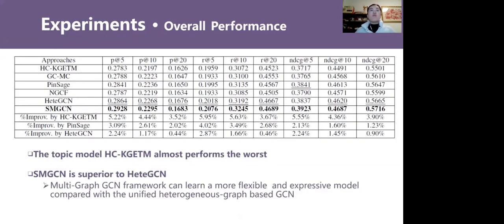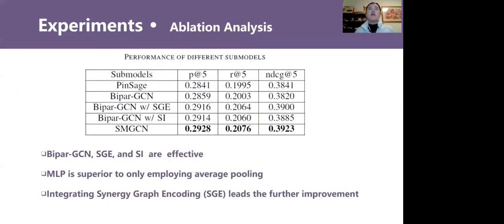Here is the overall performance. We can see that SMGCN performs the best, and the topic model almost performs the worst. In addition, SMGCN is superior to heter-GCN, which validates that the multi-graph GCN framework can learn a more flexible and expressive model compared with the unified heterogeneous graph-based GCN. We also conduct the ablation analysis. The experimental results show that the MLP is superior to only employing average pooling, and integrating synergy graph encoding also leads to further improvement.